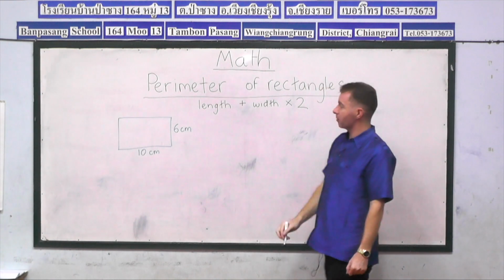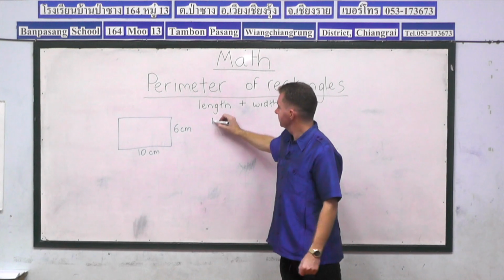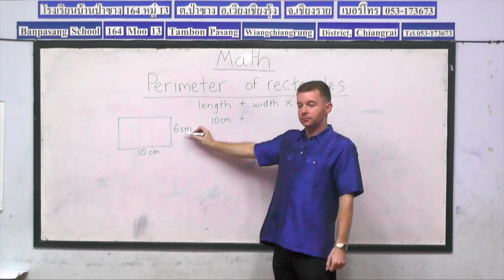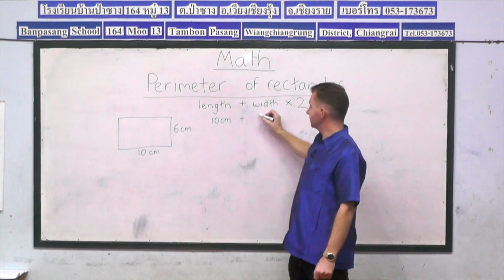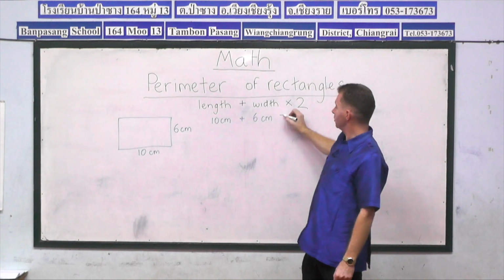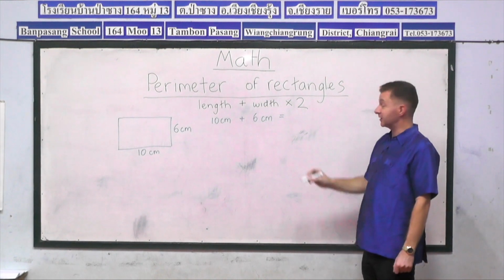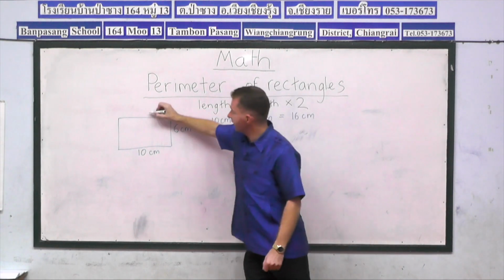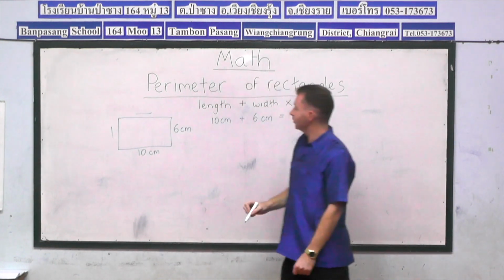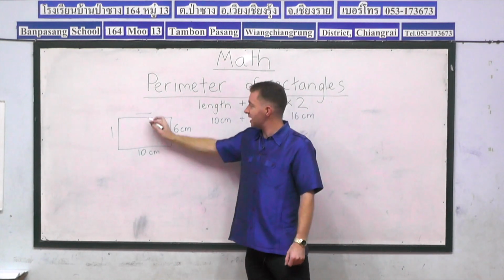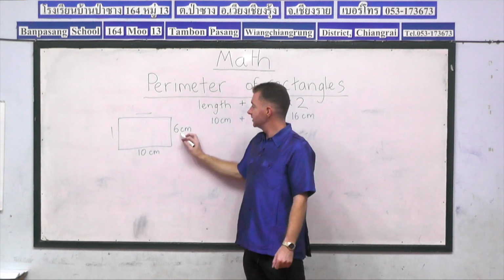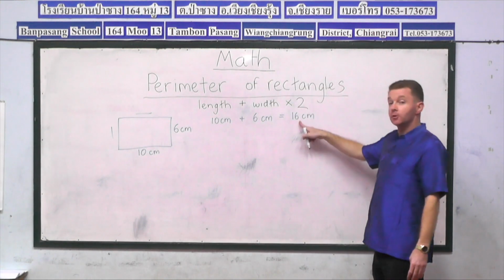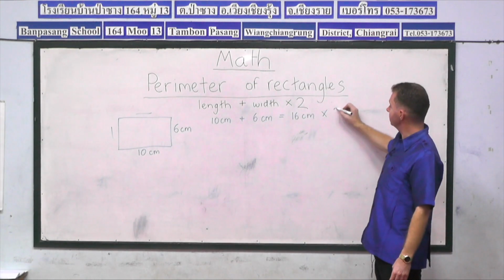So let's work out the perimeter. Length, 10 centimeters plus width, 6 centimeters equals 16 centimeters. So what we need to do now is work out side 3 and side 4. But we already know this side is 10 centimeters. This side is 6 centimeters. So all we need to do is the number we have times by 2.